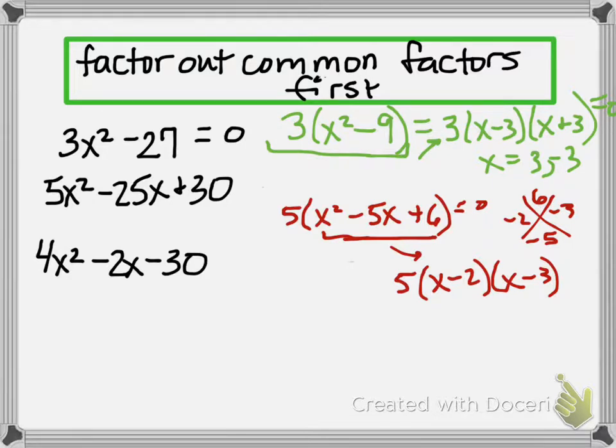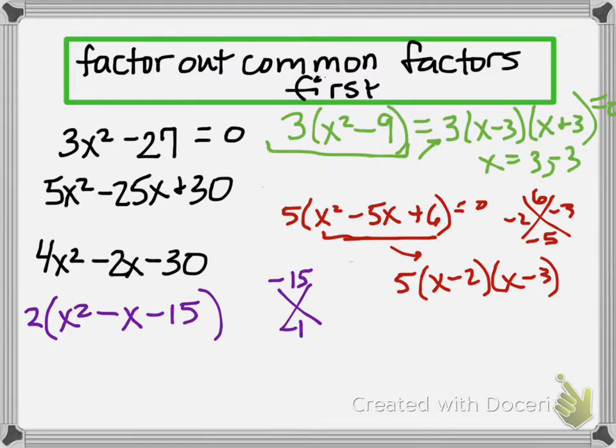Okay. So this last one here, I do see a factor of 2 that I could factor out. And then I can see if the stuff in the parentheses is factorable by trying this. 2 numbers that multiply to be negative 15 and add up to negative 1.